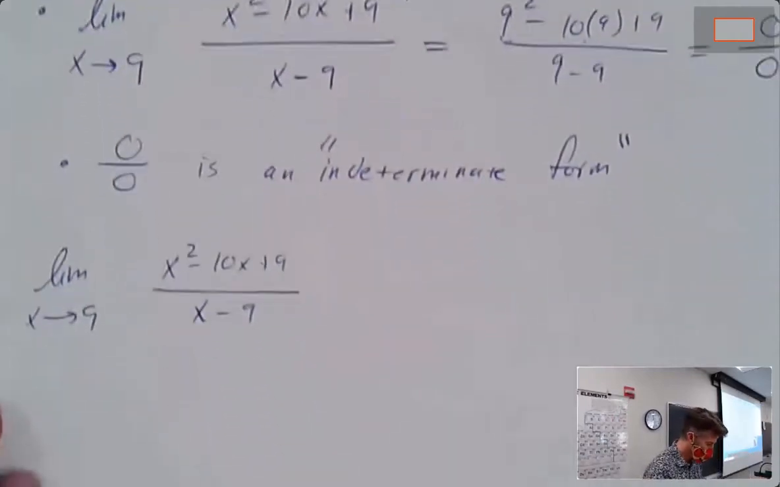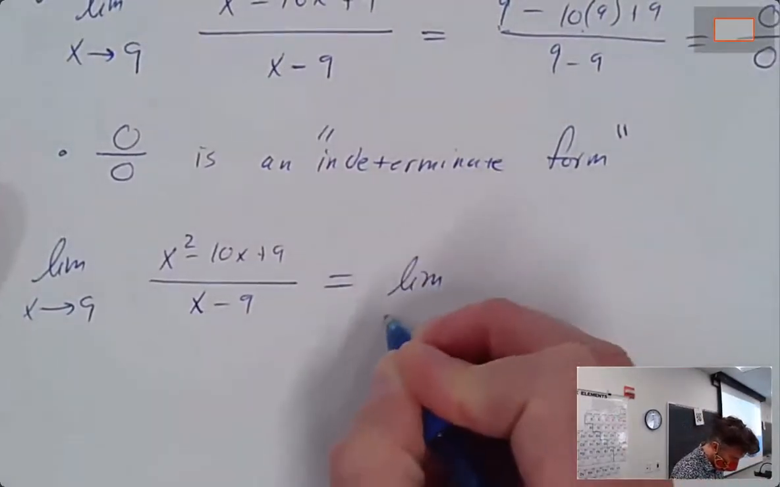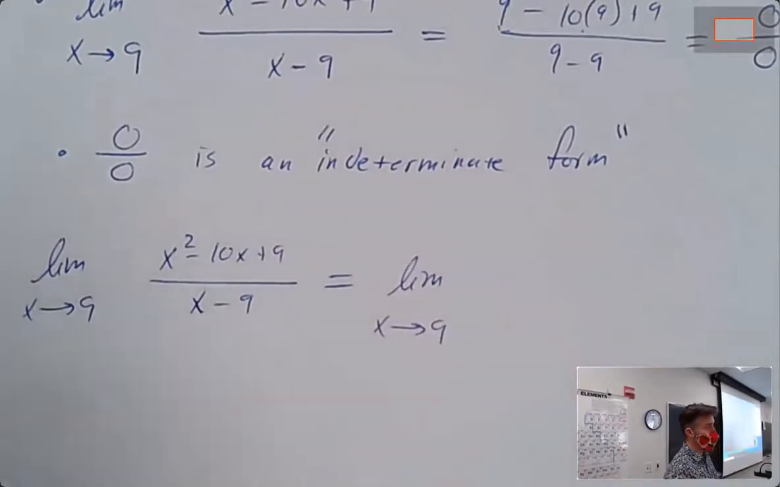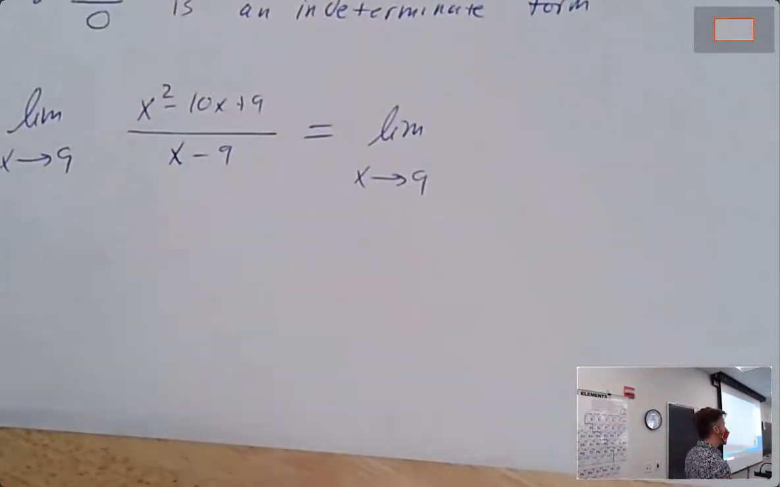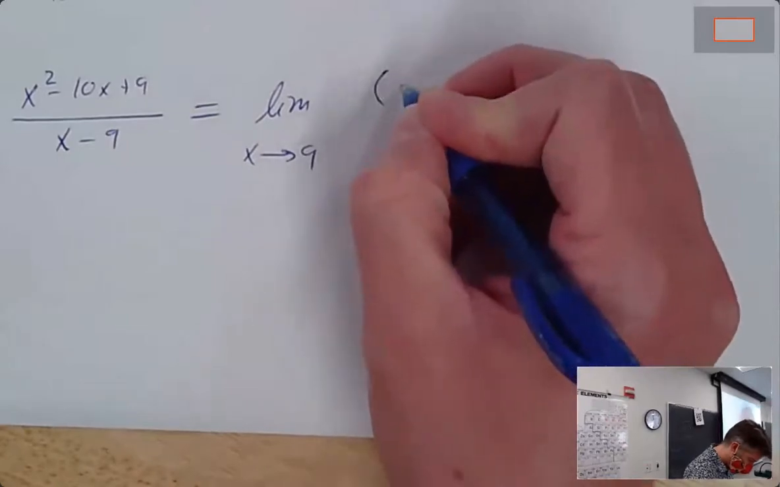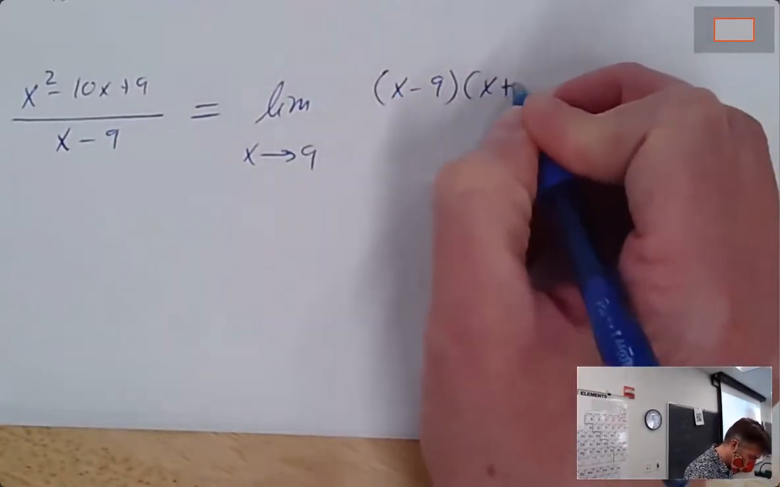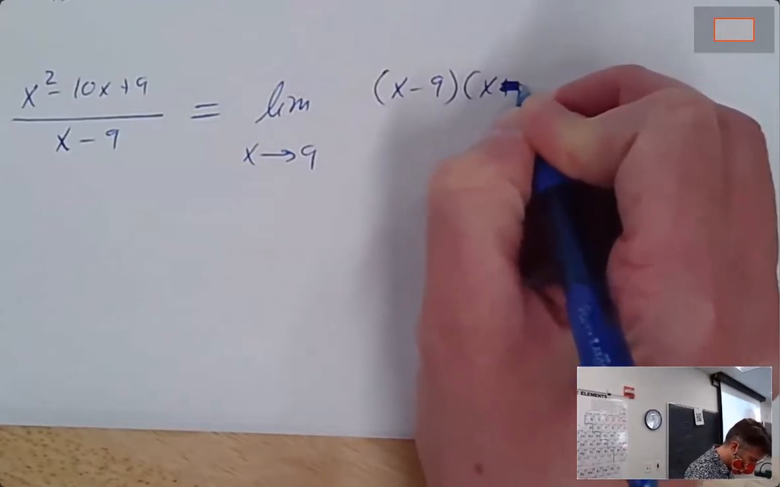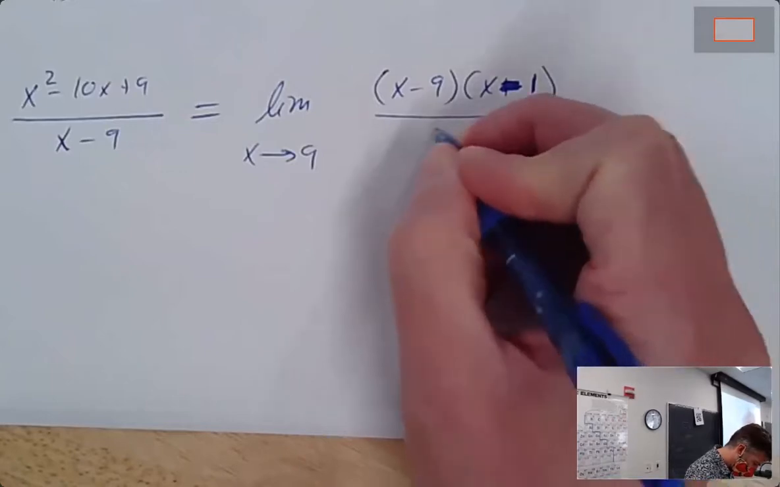So here's what we're going to say. This is equal to, I'm going to do some factoring. And typically when you have a 0 over 0 form, you're usually going to simplify it by doing some sort of algebraic manipulation. In this case, the numerator factors as x minus 9 times x minus 1, divided by x minus 9.